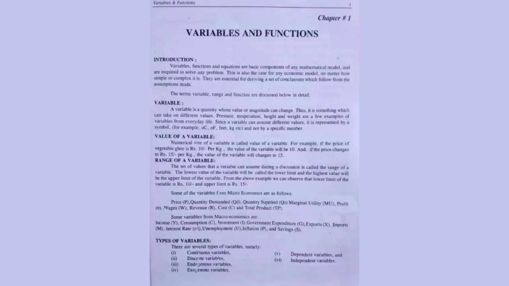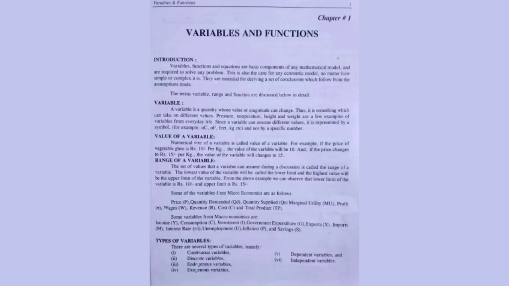इन टर्म्स को मैं डिफाइन करता हूं. डेफिनेटली इनका यूज है हमारे मॉडल्स के अंदर. व्हाट इज अ वेरिएबल? You know, anything whose magnitude remains on changing, it is known as a variable. Let me define a variable here. A variable is a quantity whose value or magnitude can change. Thus, it is something which can take different values.